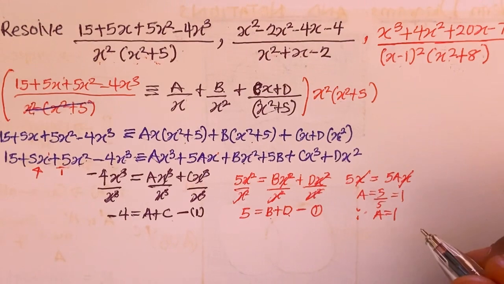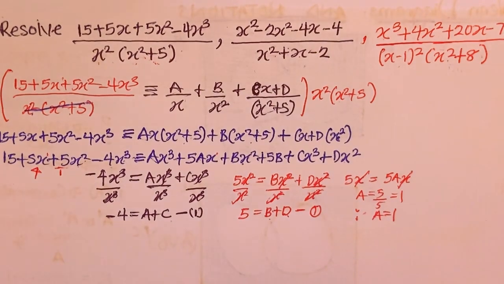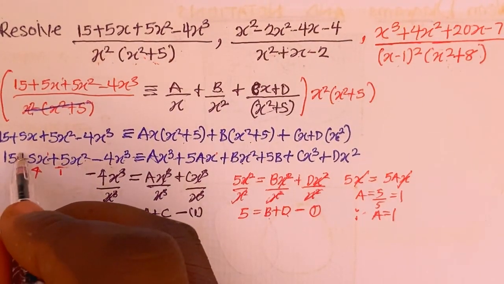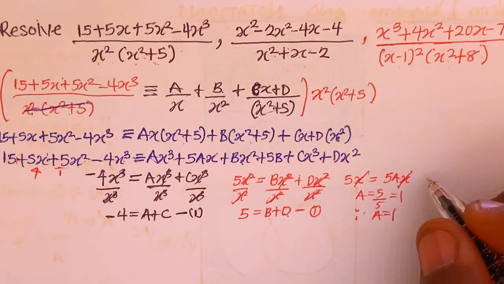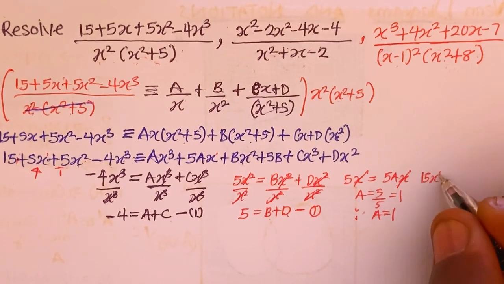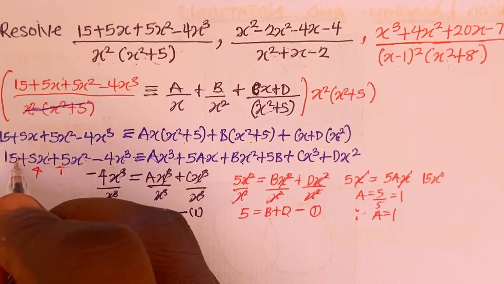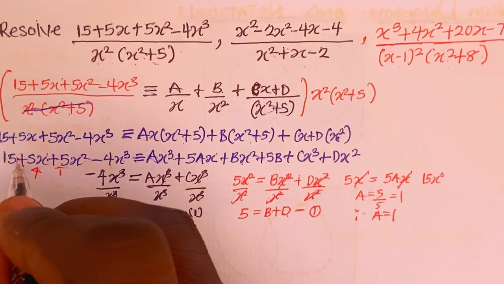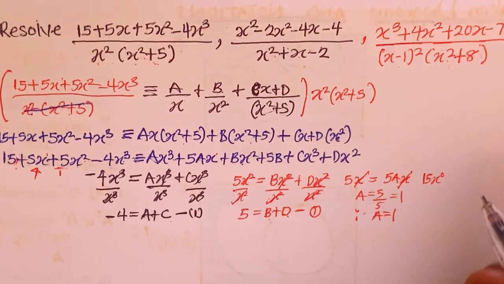Then let me just move to the last aspect. So now this is x raised power 0. This is 15x raised power 0. So here I'm having 15x raised power 0, which is the one that doesn't carry any x. The power of x here is actually 0. So here I'm going to have it equal to.